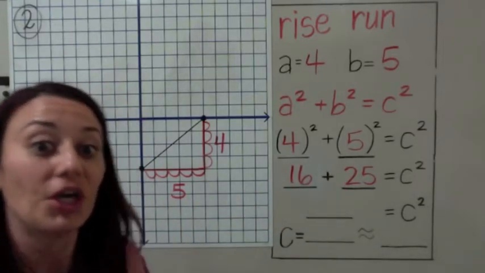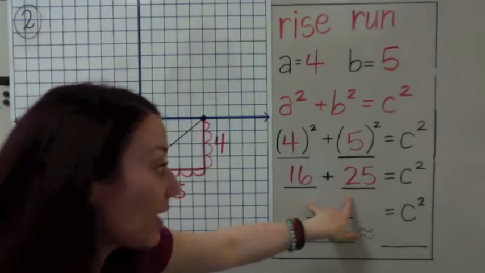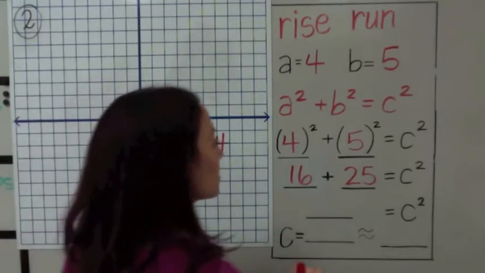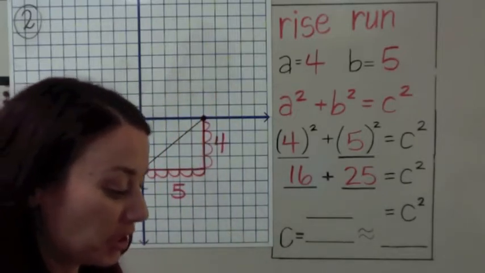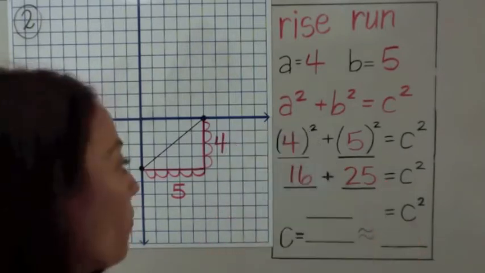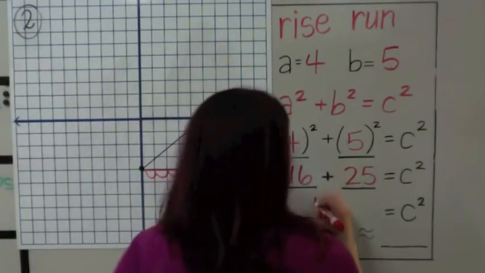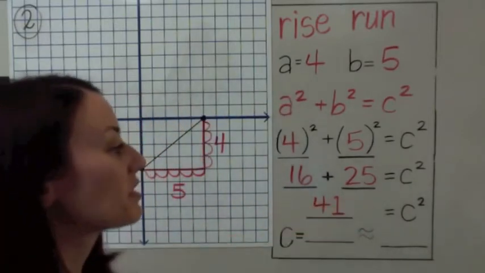Now at this point, you may not know what 25 plus 16 is, but that's the next thing you're going to do. You're going to add these two numbers. What is 16 plus 25? Do we know? Should we use a calculator? 16 plus 25 is 41. Very good. Okay, so 41 equals c squared.